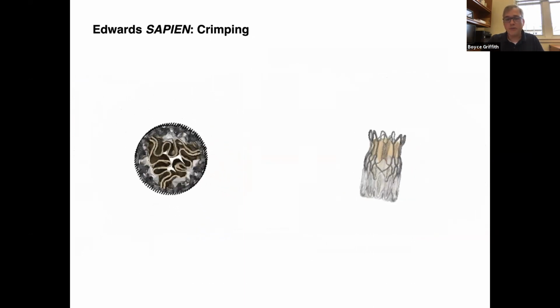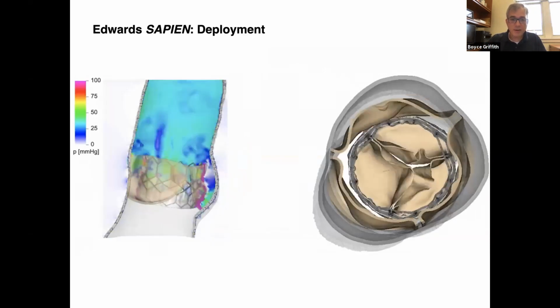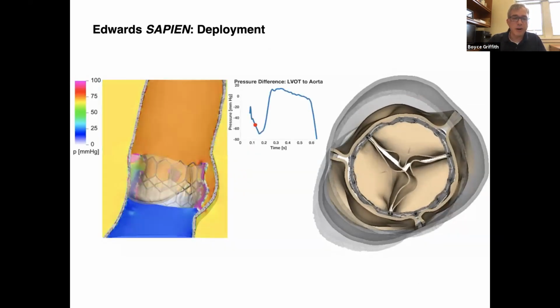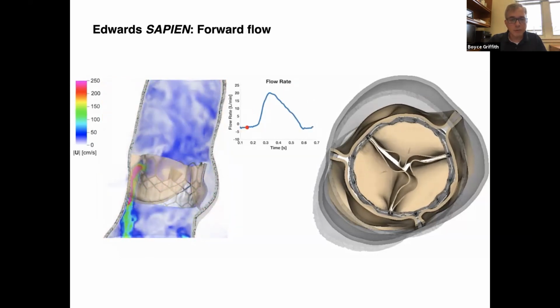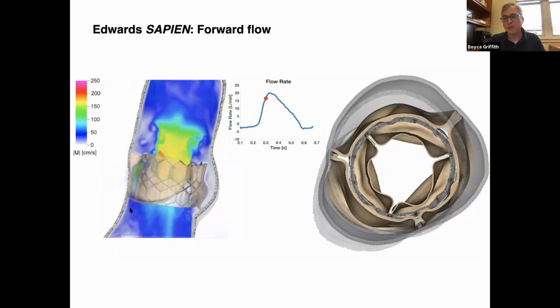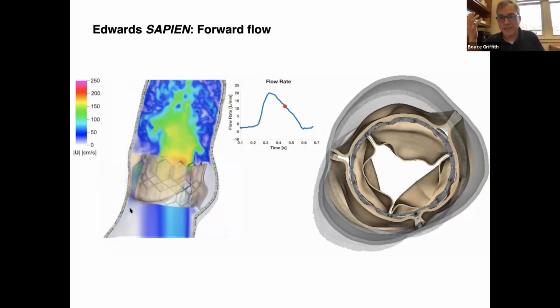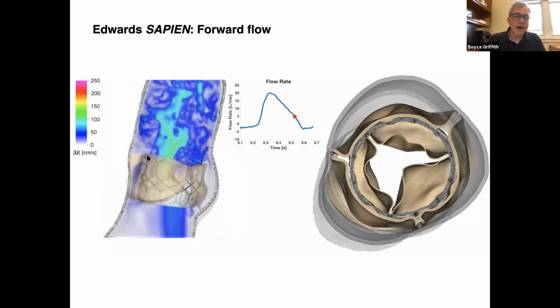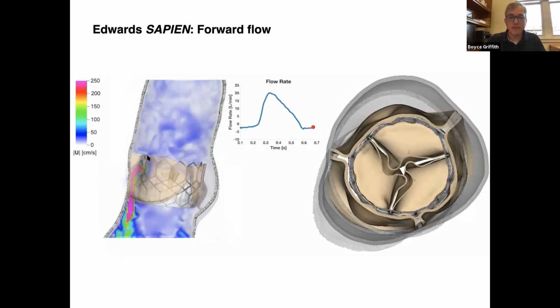We have similar models of the Sapien valve. The Sapien valve has a steel frame. It's balloon expandable, and we perform similar kinds of computations here. We deployed the Sapien valve, loaded it up, and then ran forward flow through this. You can see that with this model, for better or for worse, we are getting paravalvular leak. Whether we should be getting paravalvular leak in this particular case, I don't know, but it's something that the model is able to capture, which I think is a strength of this kind of modeling approach.